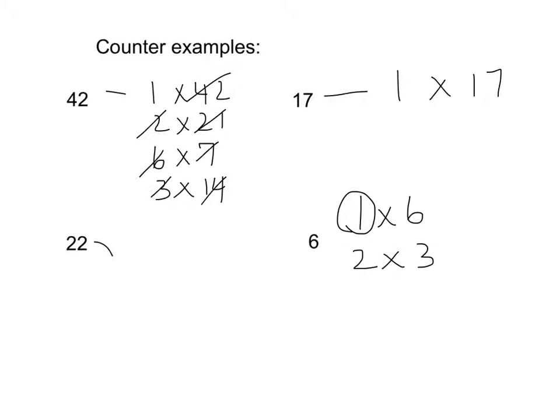And last but not least, let's look at 22. 1 times 22, 2 times 11. Besides 1, not 22, not 2, and not 11. Can you think of three more numbers that don't have any factors besides prime numbers that you could add to this category?